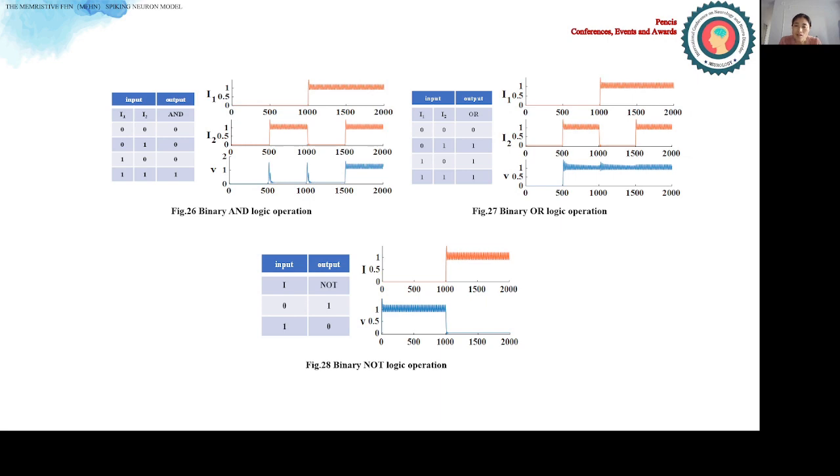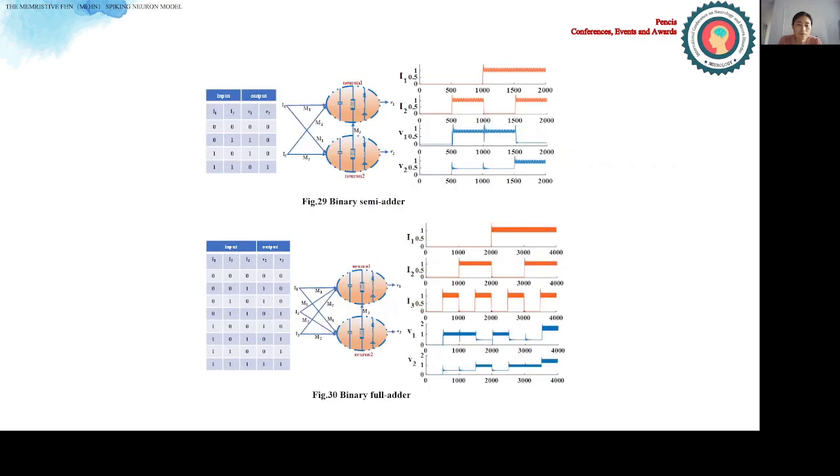The MFHN spike neural model can effectively replicate and complete the logic functions of NOT and OR. The waveform on the right corresponds to the truth table on the left. The MFHN spike neural model can realize the half-adder and full-adder functions.